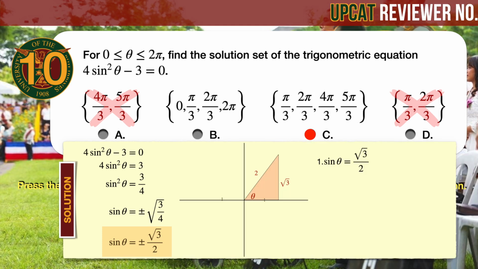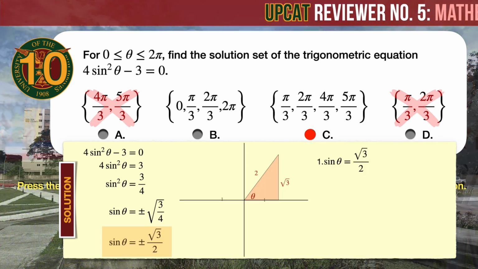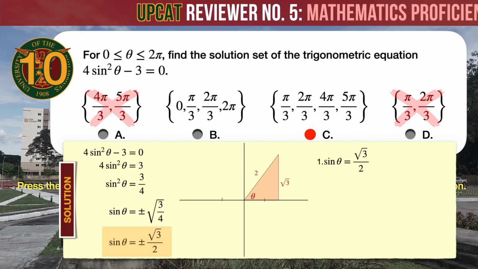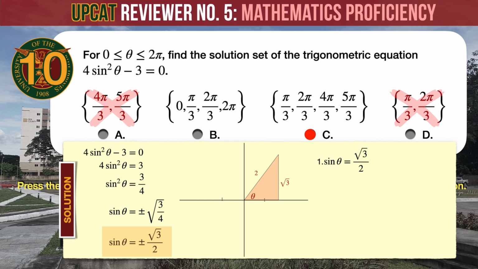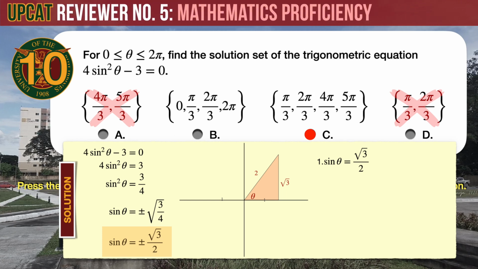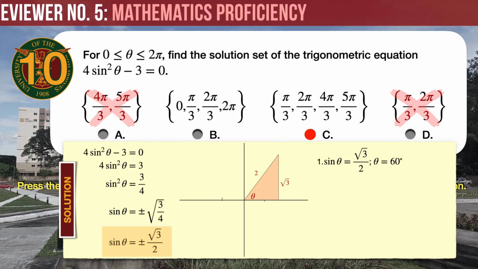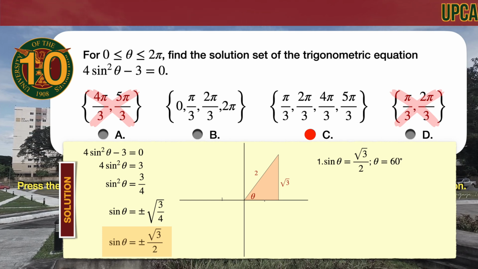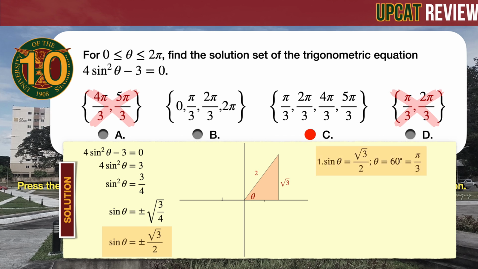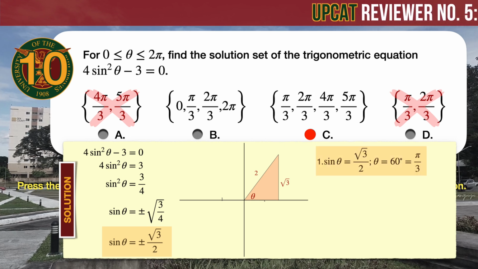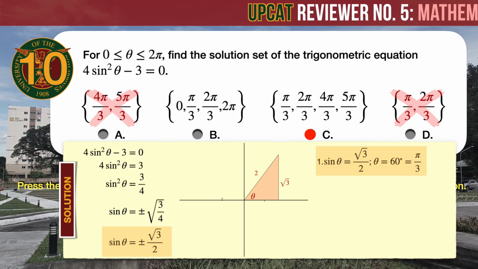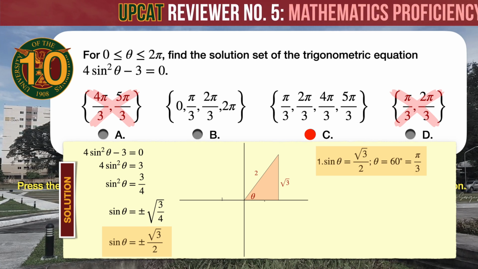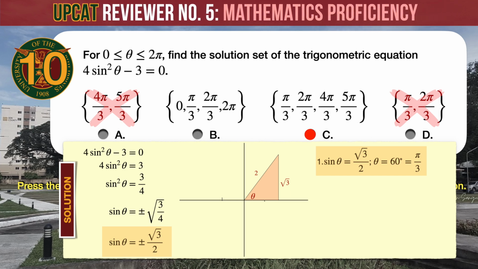For the first solution, sine theta is equal to positive square root of 3 over positive 2. We've drawn for you its corresponding triangle in the Cartesian plane. Notice something familiar? From your basic trigonometry you should have immediately recognized that square root of 3 over 2 is equal to the sine of 60 degrees. Since the values of theta in the answer choices are all expressed in radians, we need to convert 60 degrees to radians, which is pi over 3. This is the first solution in our solution set.